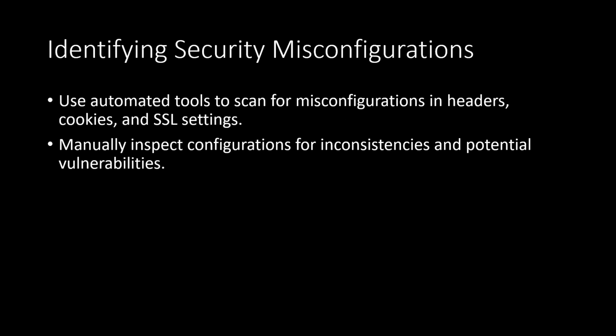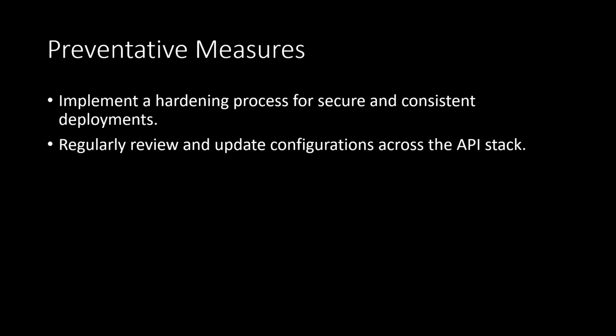To identify security misconfigurations, use automated tools to scan for issues in headers, cookies, and SSL settings. Additionally, manually inspect configurations to identify inconsistencies and potential vulnerabilities. Preventing security misconfigurations involves implementing a hardening process to ensure secure and consistent deployments. Regularly review and update configurations across the API stack, including orchestration files, API components, and cloud services.